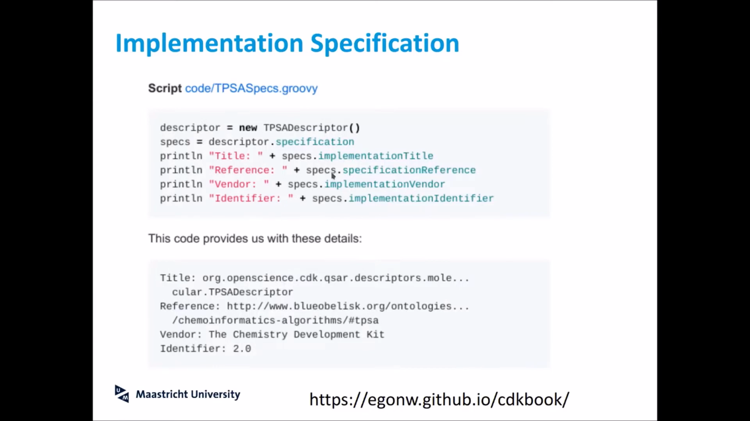What was calculating it? When was it? What was the reference? The reference for that is at the bottom. So that gives you information about the provenance, something that we needed to make QSAR modeling more reproducible, for example. And then the output would look something like down here. The code there is in the CDK book actually.